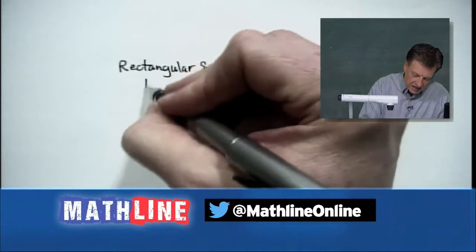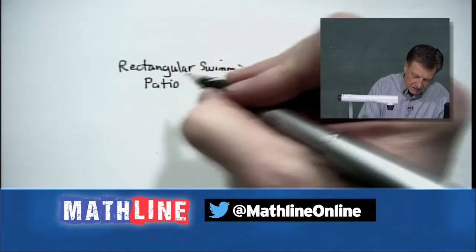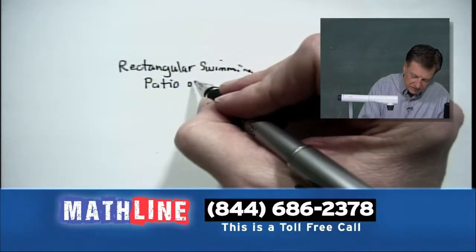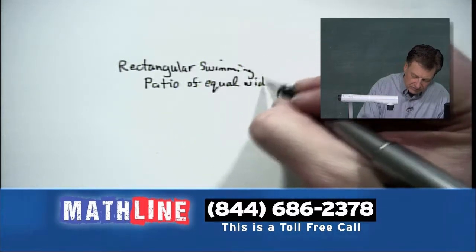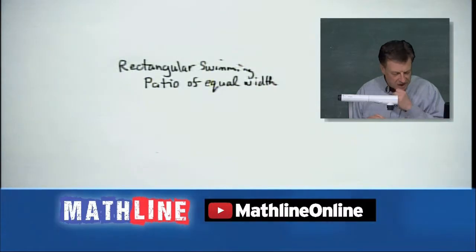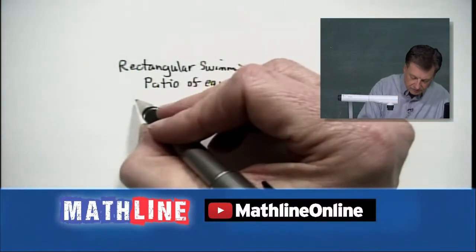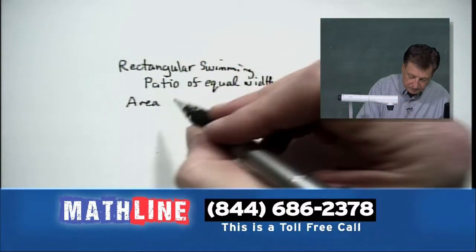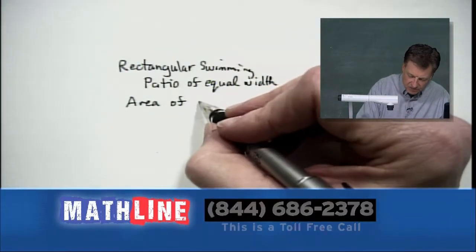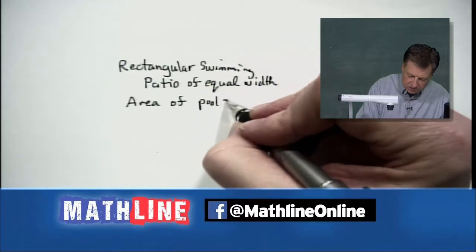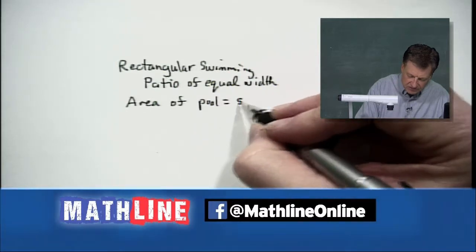The width of the patio is the same on every side. Okay. All right. We'll have equal width around the pool, right? Okay. And from there? The area of the surface of the pool is equal to the area of the patio. Okay, so the area of the pool equals the surface area of the patio.